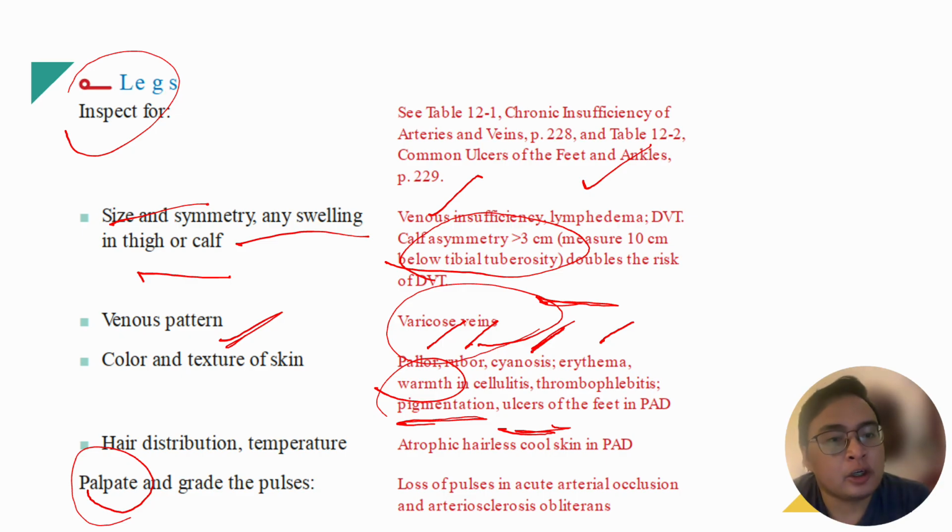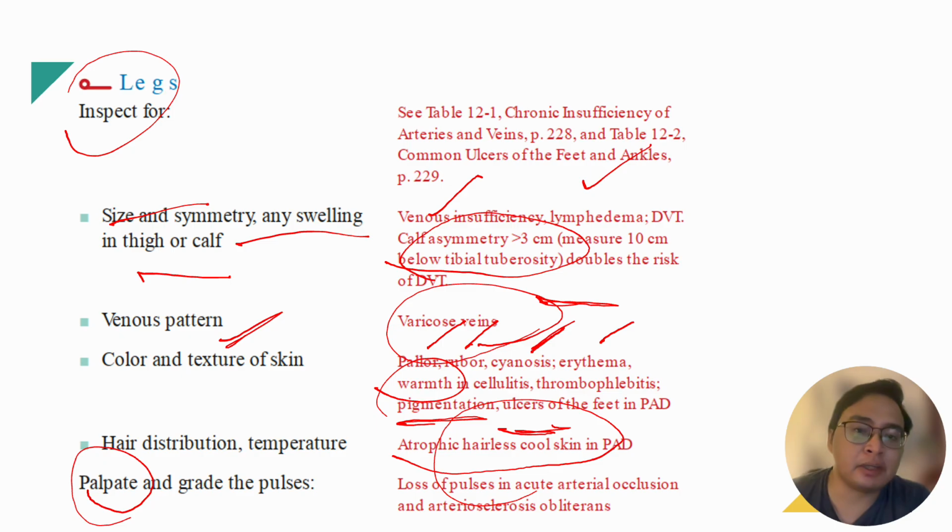Okay. Also, you need to note hair distribution. Are the legs hairless? Okay. And of course, the temperature. Is there poikilothermia? Is it cold to the touch? Because atrophic, hairless, cool skin is seen in peripheral arterial disease. Okay, after inspection, you move on to palpation. What you palpate in the legs are also the pulses.